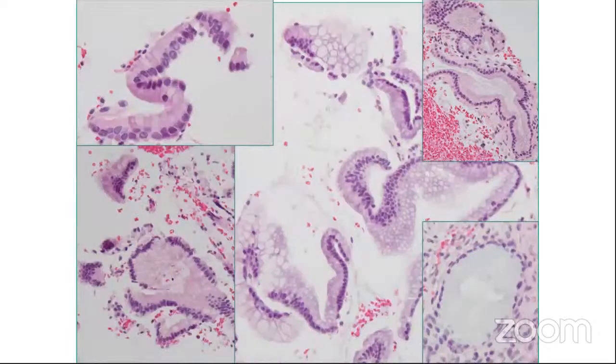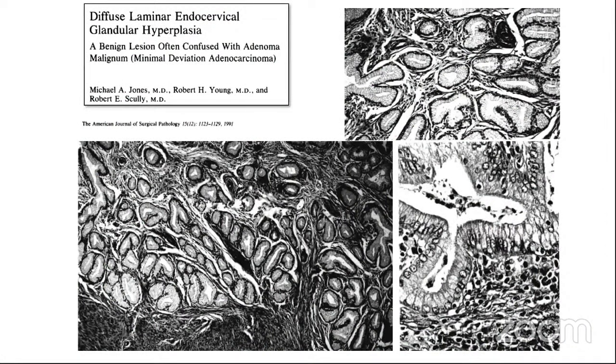or curettings. For example, this is an ECC from a patient who presented with watery vaginal discharge, and you can see the big, abundant gastric type mucin in these glands, which without clinical history can actually be very difficult to diagnose. So here's another entity that looks very similar, as you can see here.